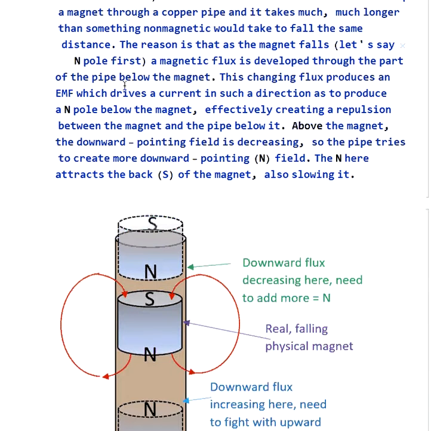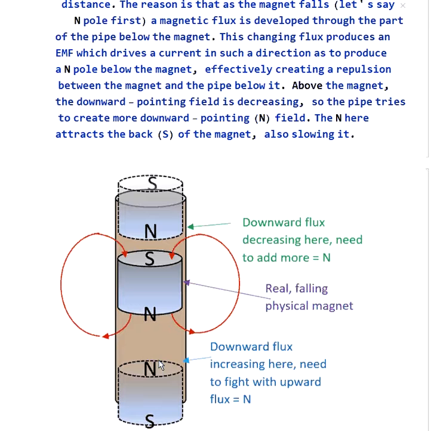Why does that happen? Well, let's say we drop the magnet North Pole first, and this darker one is our real magnet. As it falls, we're introducing a downward directed flux into the copper tube here, and it responds by giving us an upward directed flux, which acts like a North Pole here. So it's like I've got this phantom magnet here underneath it, and it's pushing back on the real magnet.